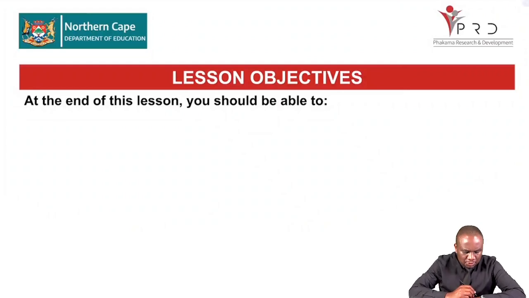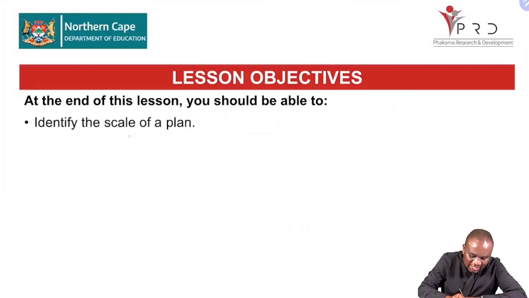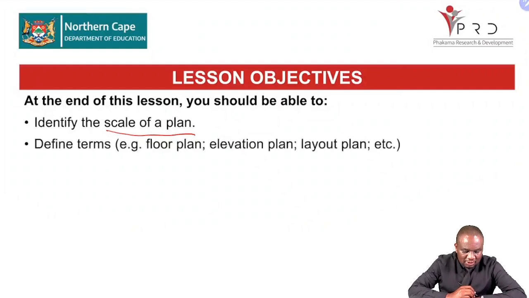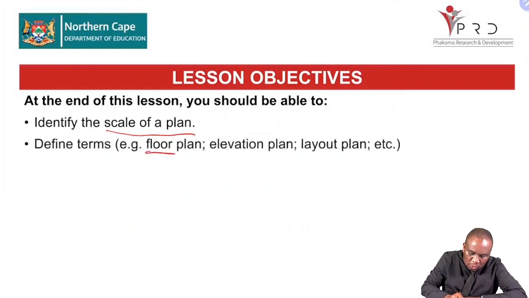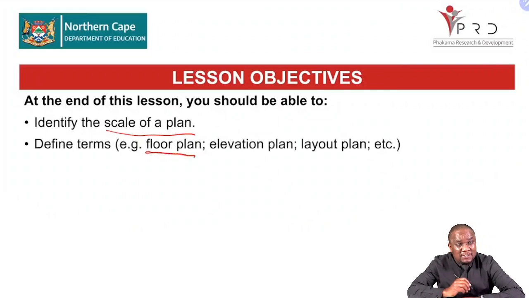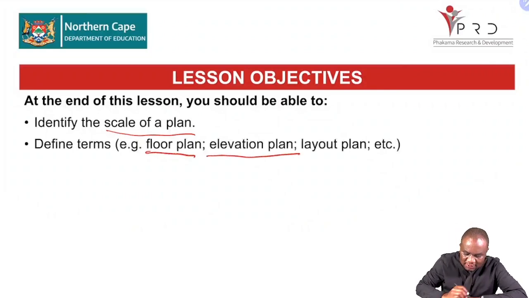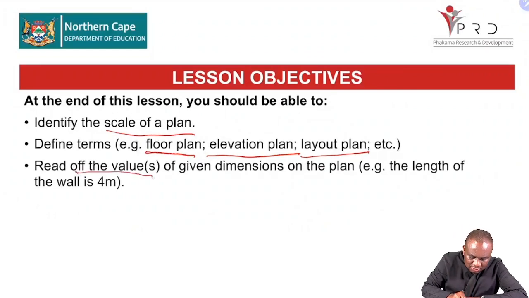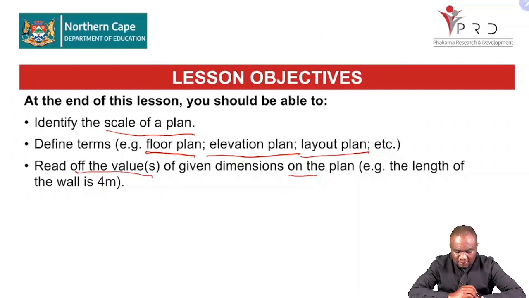You should be able to identify the scale of a plan, and then we're going to define terms. We're going to know what a floor plan is. By the end of this lesson, you should be knowing that. You should know what an elevation plan is, and you should know what a layout plan is. Okay, and then we're going to read off values of given dimensions on the plan, e.g. the length of the wall is 4 meters. You should be able to read that from the given plan.